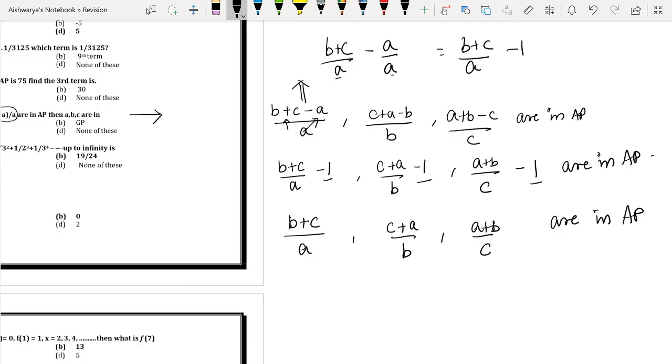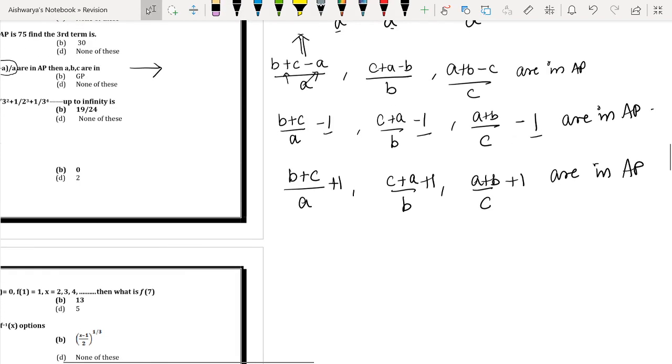These can also be said to be in AP. Okay. So in the next step after removing, I'm going to add 1. When I add 1 also, I can tell it is in AP. Now next step I'm going to take LCM. It will become (a plus b plus c)/a.